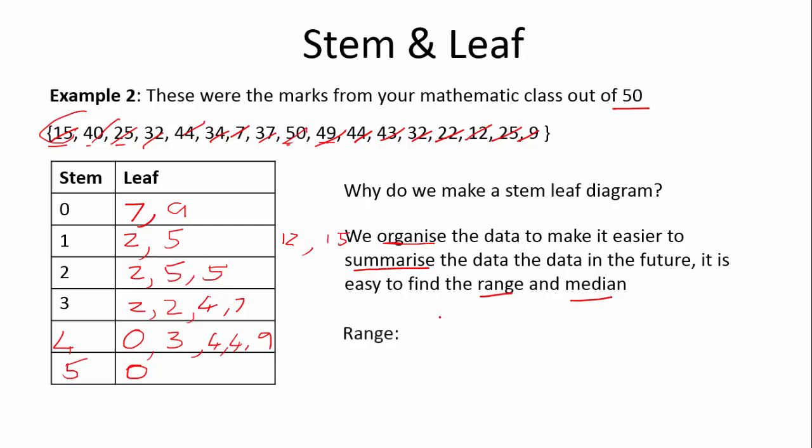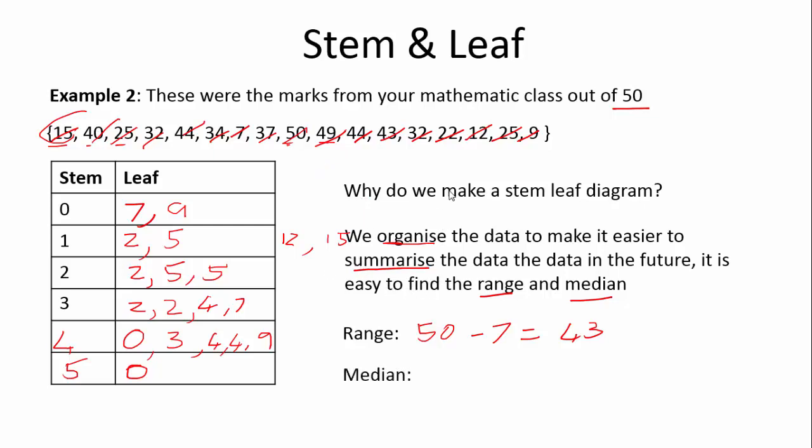Have a look here. The range, remember we said, is the biggest minus the smallest. So very easily we can see that the biggest number here is 50 and the smallest is 7. So we can say the range is 50 minus 7. That's much easier to figure out, and we can tell that that equals 43. That's much easier to figure out than trying to look in this data set. We can also find the median quite easily.